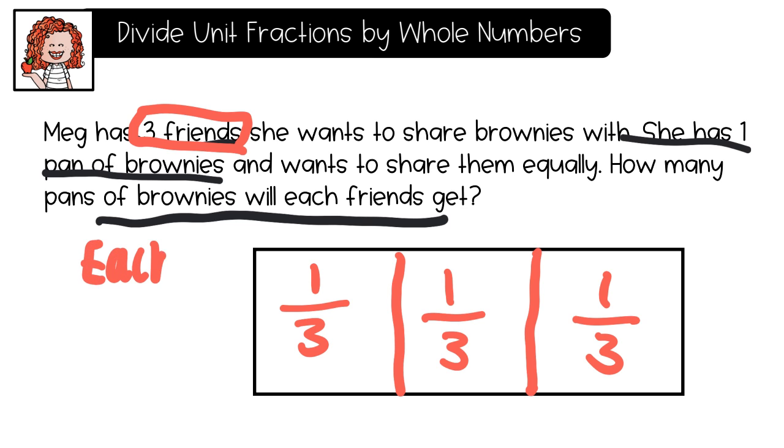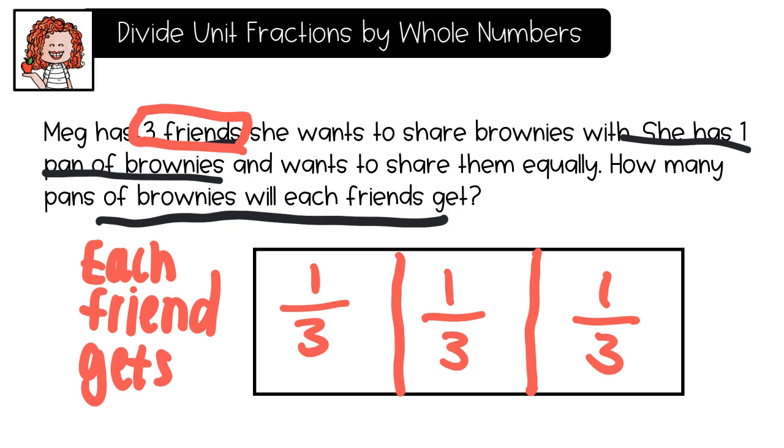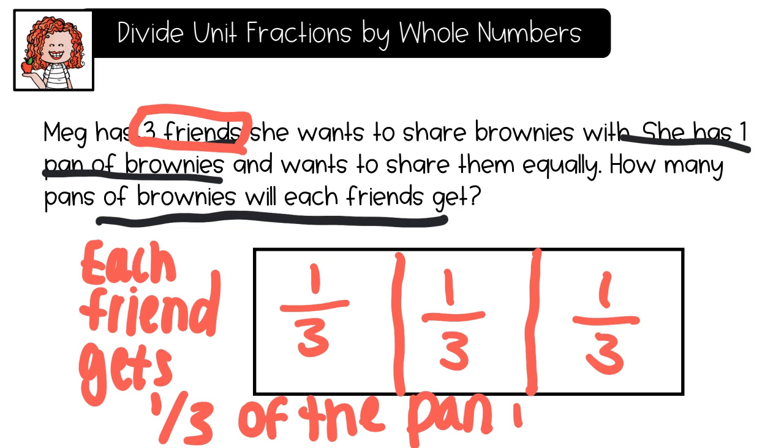Each friend gets 1/3 of the pan of brownies. Okay, so that one is pretty straightforward. You have friends, you have a brownie you want to split. You want to split the brownie between your friends, you end up getting a fraction. Each friend gets a fraction of the pan of brownies.